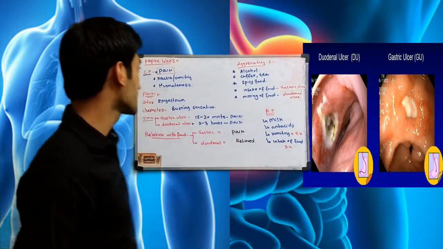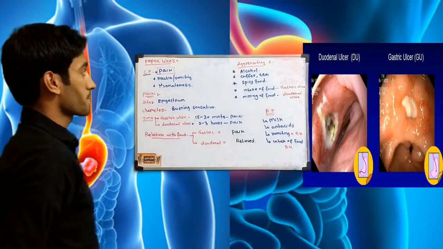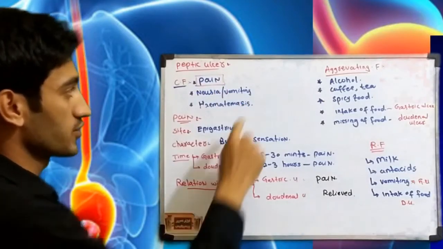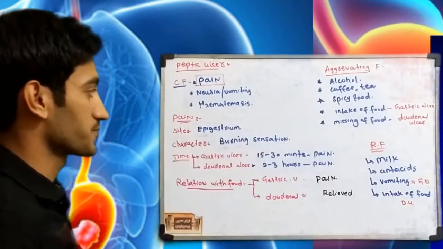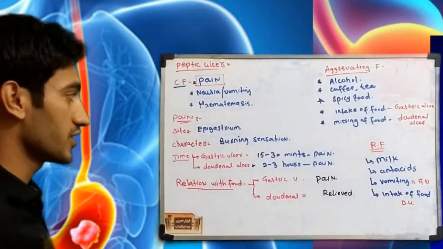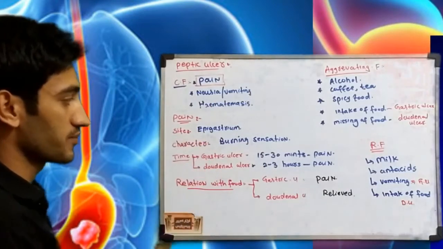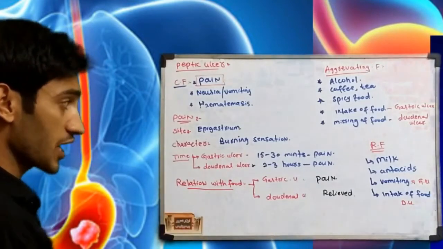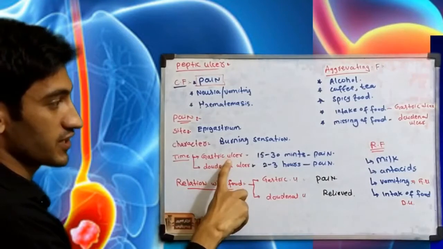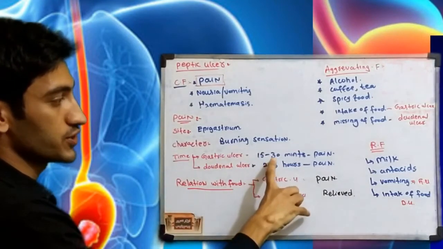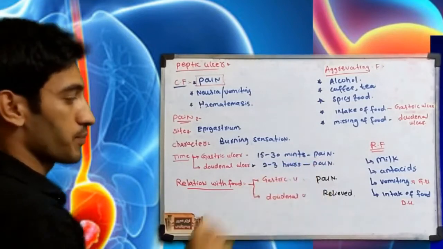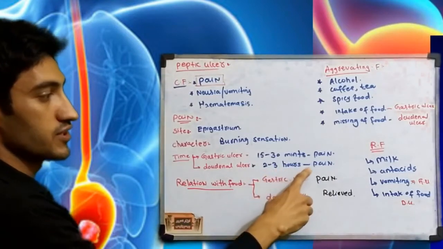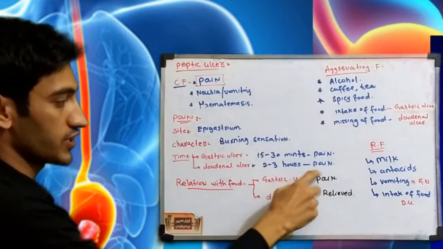Let's have a review. We are talking about the clinical features of peptic ulcer. The clinical features include pain, nausea and vomiting, and hematemesis. We talked about the pain in detail. What is the site of pain? Epigastrium. What is the character of pain? Burning sensation. We talked about the time of pain. In case of gastric ulcer, when the patient takes food, after 15 to 30 minutes the patient will feel the pain. In case of duodenal ulcer, the patient will feel the pain after 2 to 3 hours.